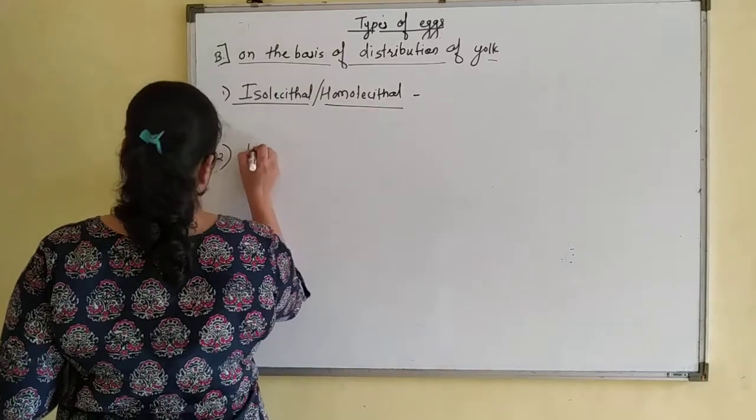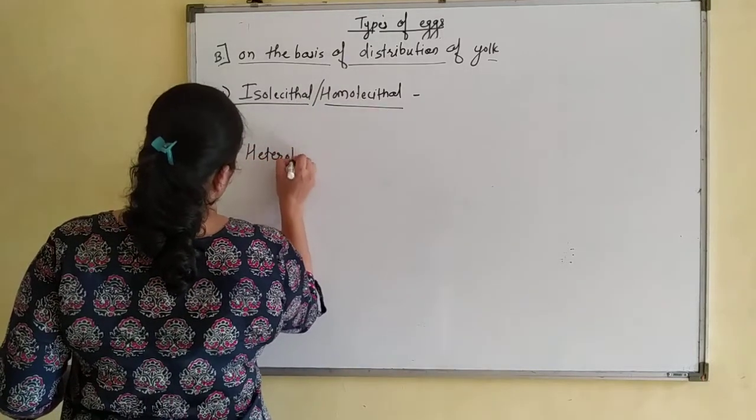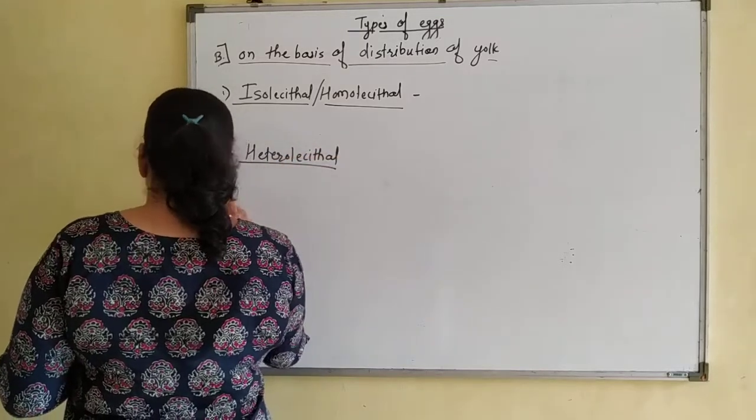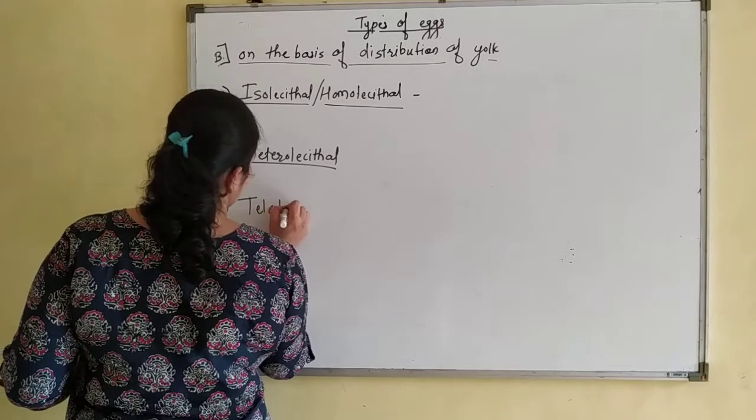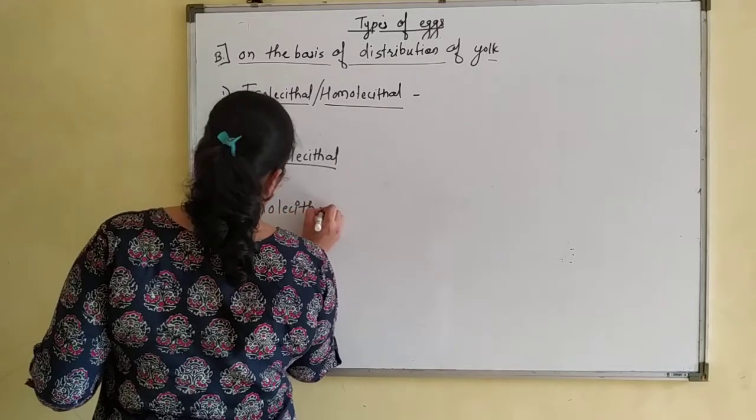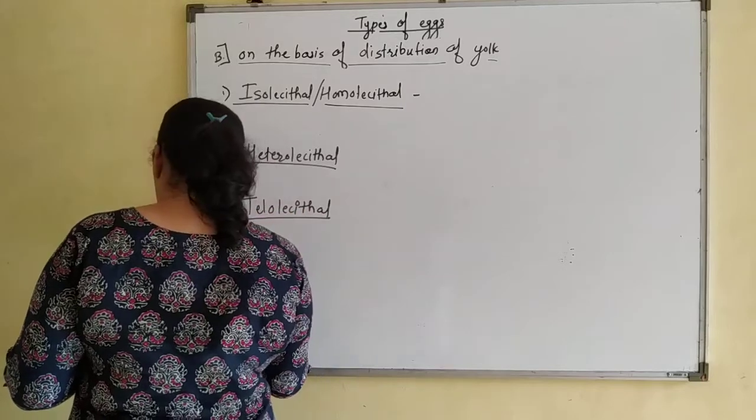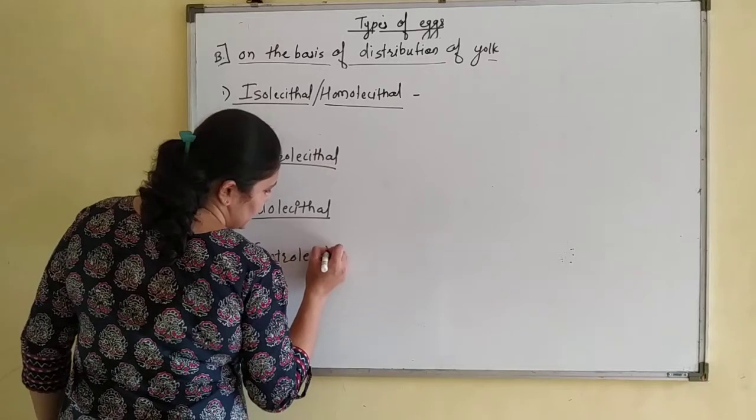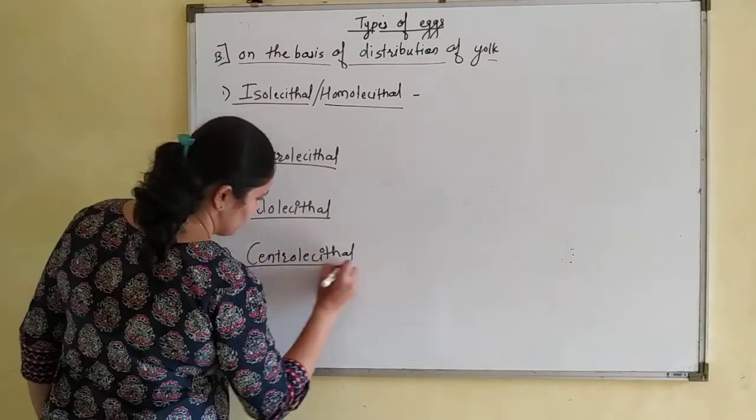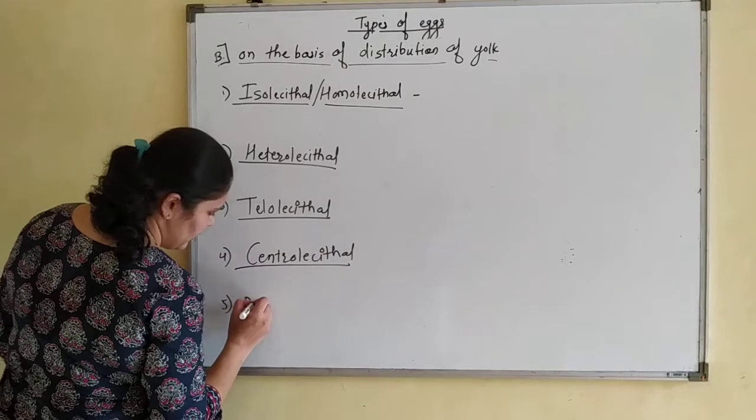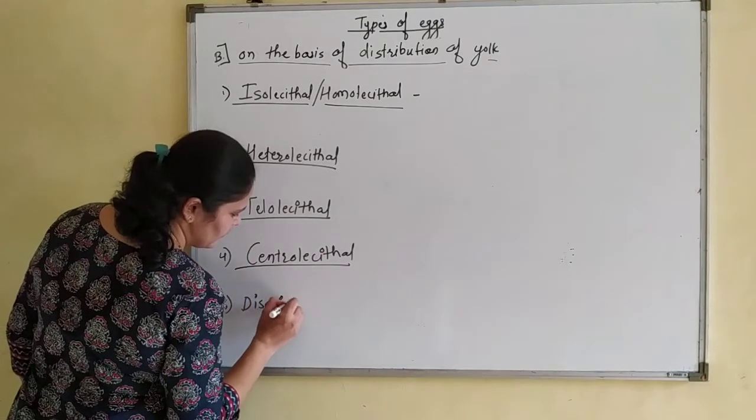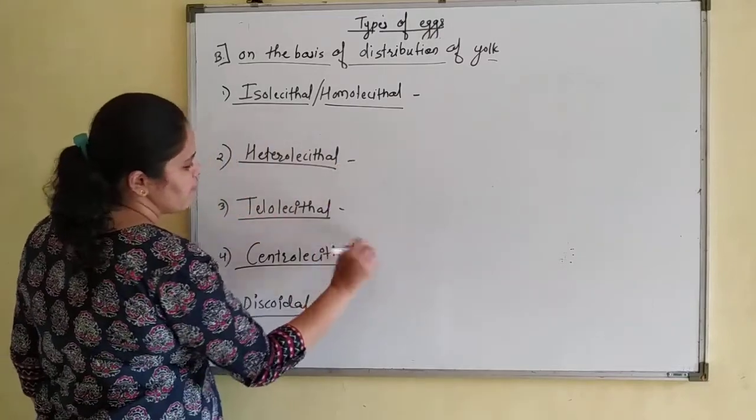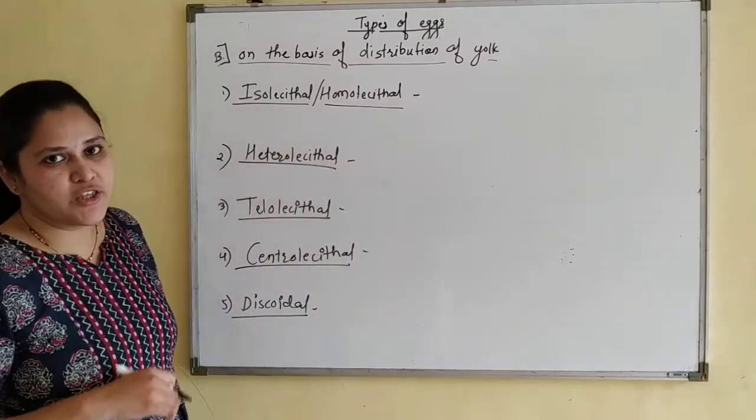Second one, heterolecithal. Third one, telolecithal. Fourth, centrolecithal. And fifth one, discoidal. Okay, there are 5 types of eggs based on distribution of yolk.